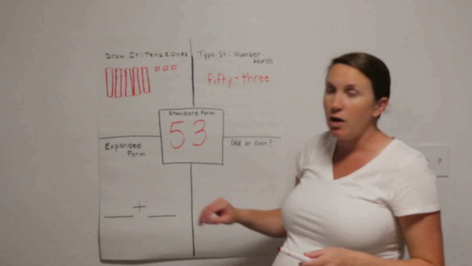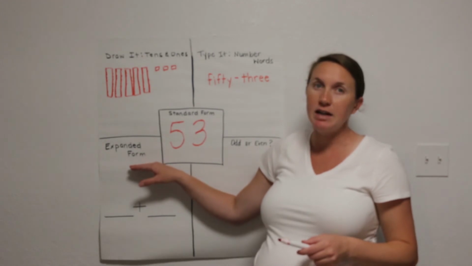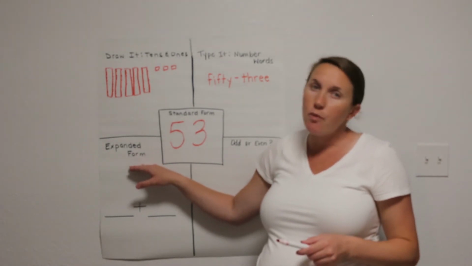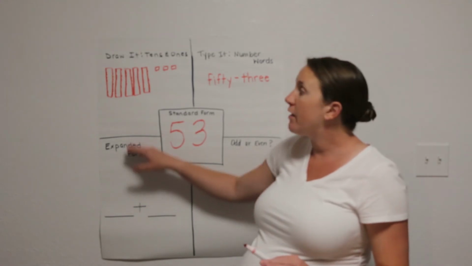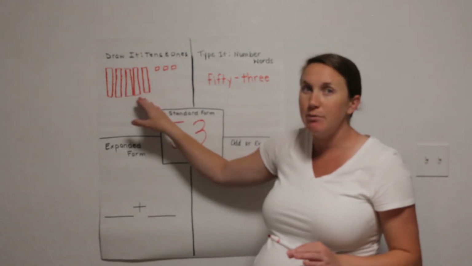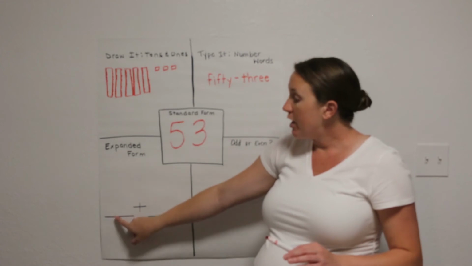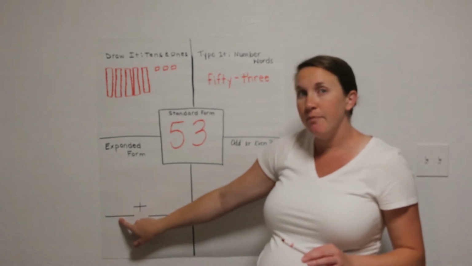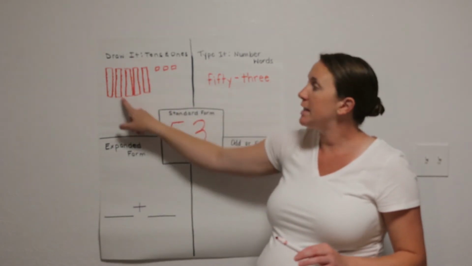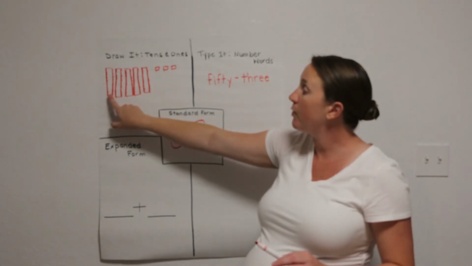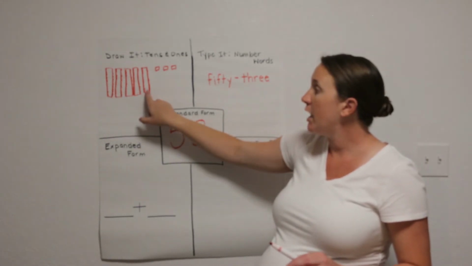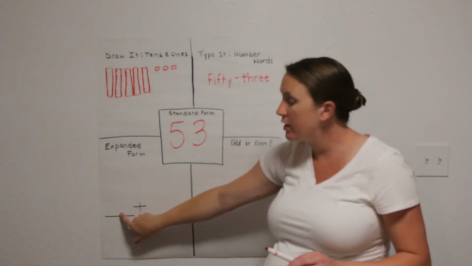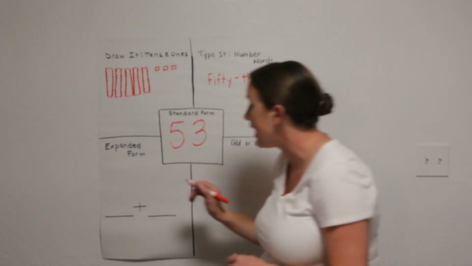Now the next form is called expanded form. And this is another one that we haven't worked on yet, but it's actually really simple whenever you focus on your base 10 manipulatives. So in the first blank here, you're going to put your tens. So count them with me. We have 10, 20, 30, 40, 50. So I'm going to write 50 in my first blank.